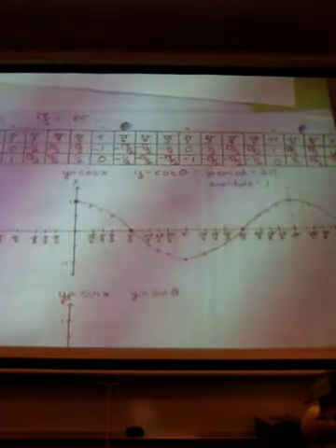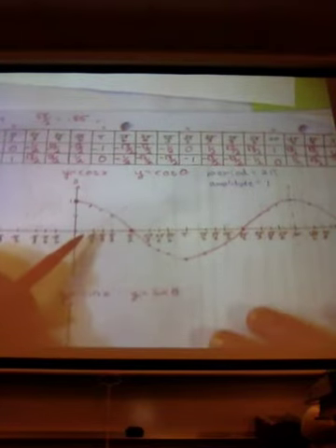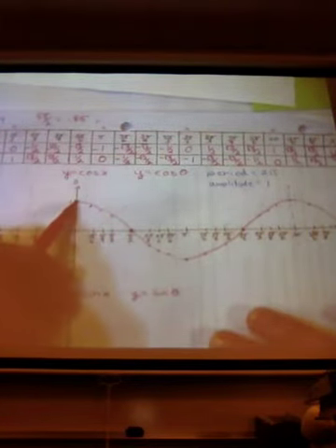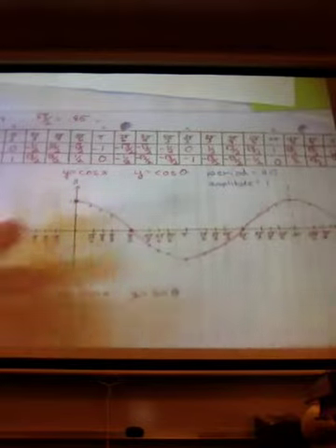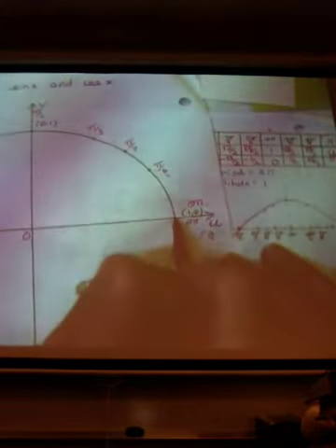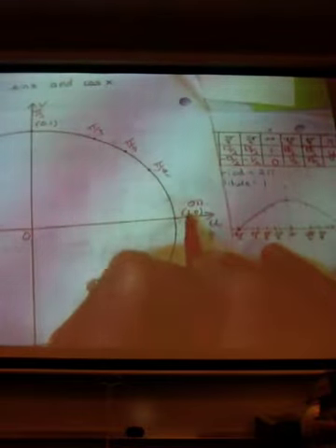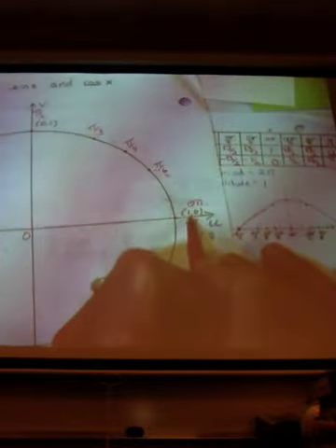This is a standard cosine graph. Notice where it began, at 0, 1. Why does it begin at 0, 1? Because it's here at 0, it's 1, 0, and cosine is 1.